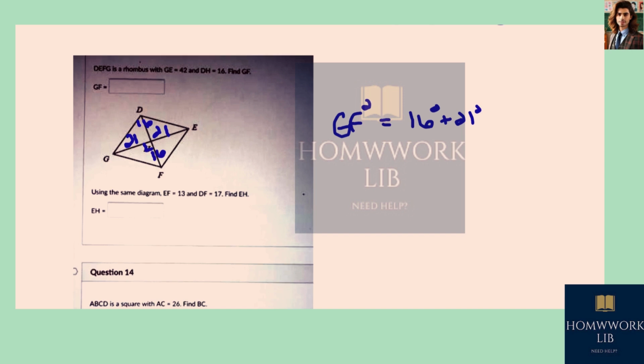is 697. And so GF would be the square root of 697. If that's not how you want to put it in, then you can estimate that as about 26.4.